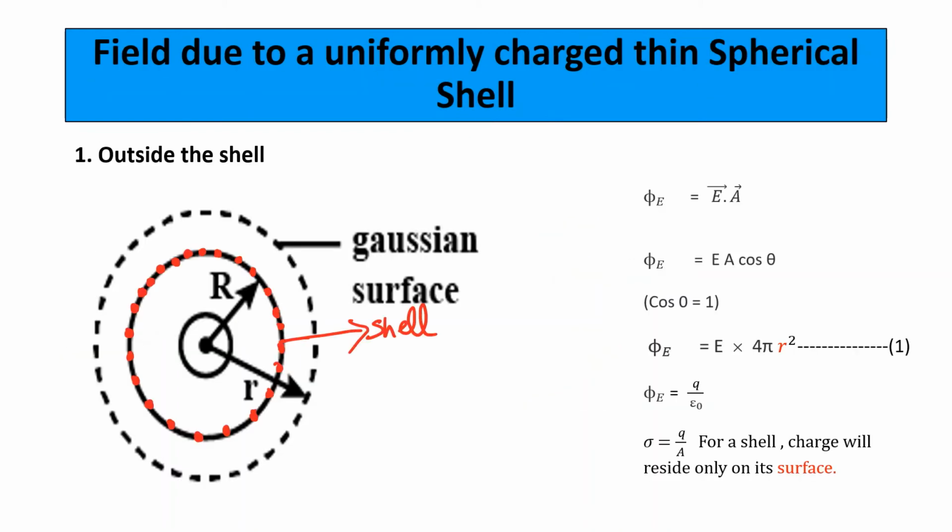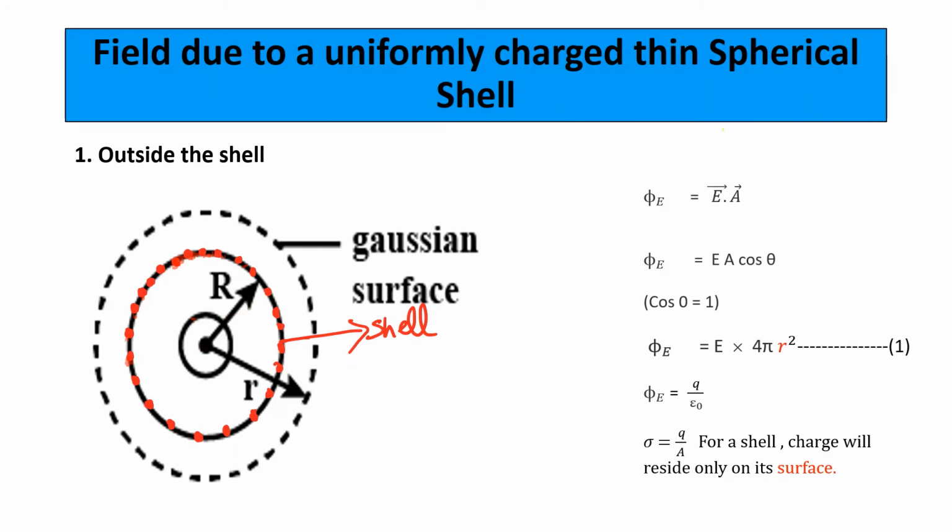Finally, we can learn about the electric field of a thin spherical shell. This spherical shell is also uniformly charged. This is the shell which is uniformly charged. You can see the charges are on the surface of the shell. When we learn shell, remember the charges are on the surface of the shell. There will be no charge inside the shell. Let capital R be the radius of this shell.